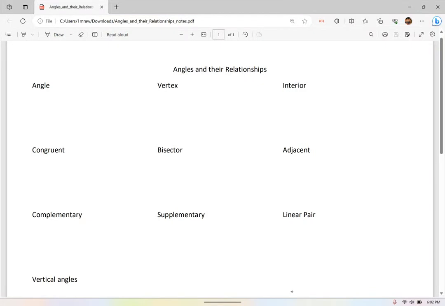Okay, so we're going to go over some angles and their relationships today. The first thing we probably want to talk about is angles. So, an angle is formed when the intersection of two rays are formed.